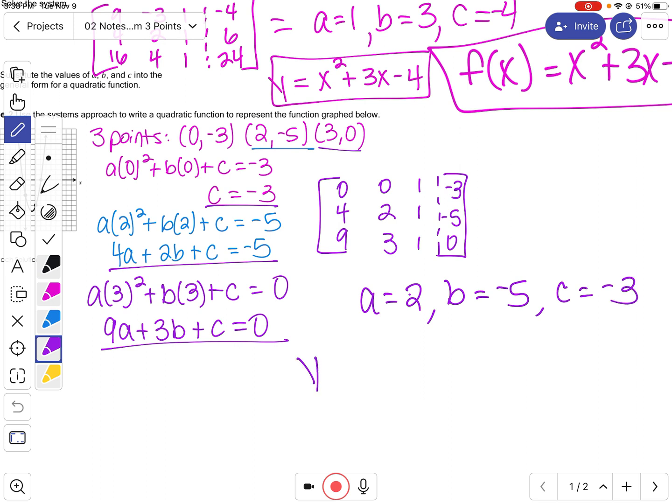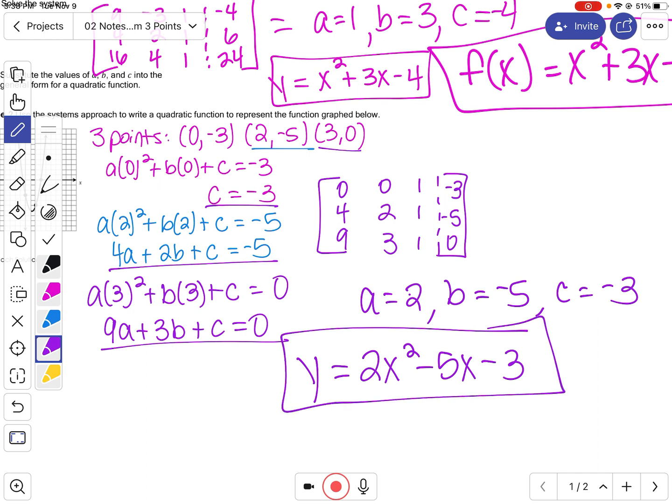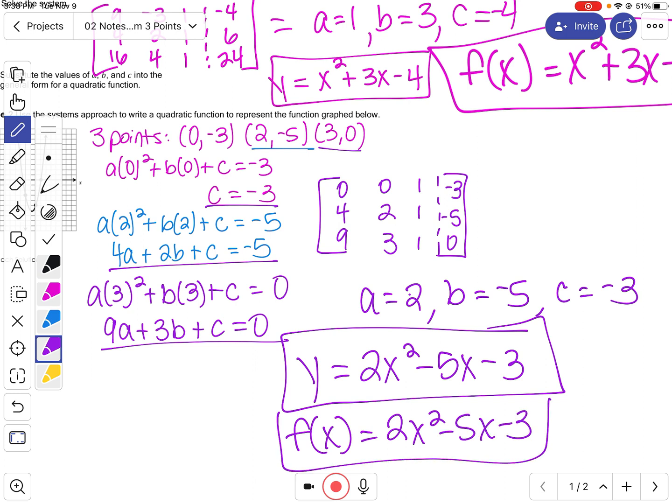So plugging in, you would have Y equals A is 2, so 2x squared, plus B, B is -5, so minus 5x, and then plus your C, so minus 3. Again, function notation, they mean the same thing, okay? So you can write either or. You can choose whatever method you want. I just use reduced row echelon form. So I plugged in my matrix, and then I found my solution.